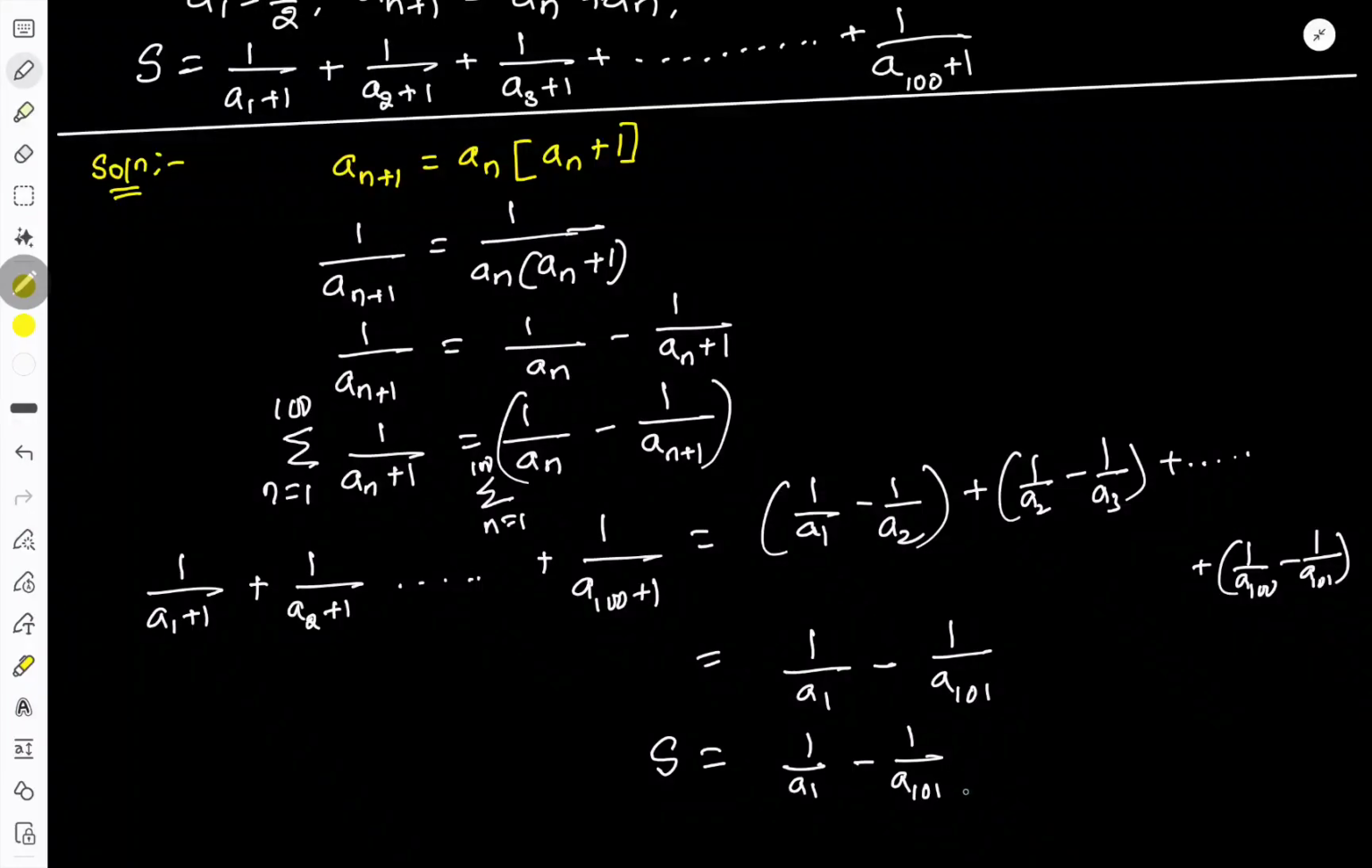So a101 is obviously a value greater than 1. So 1 by a1 is given as 2, minus 0 point something. As a101 is something more than 1, 1 by a101 will be a proper fraction, and he is asking for the integer value of S. So it will be like 1 point something, and my answer will be 1. That's it.